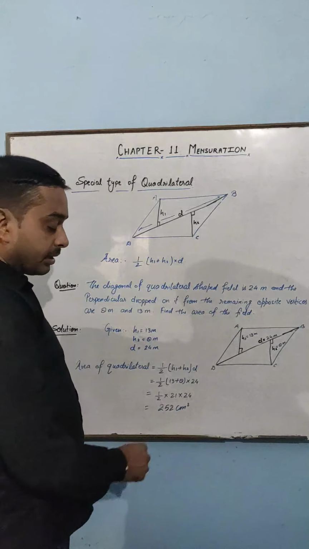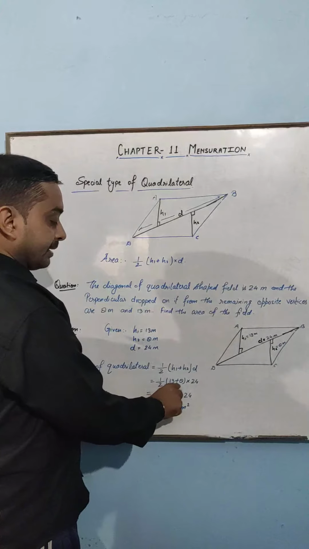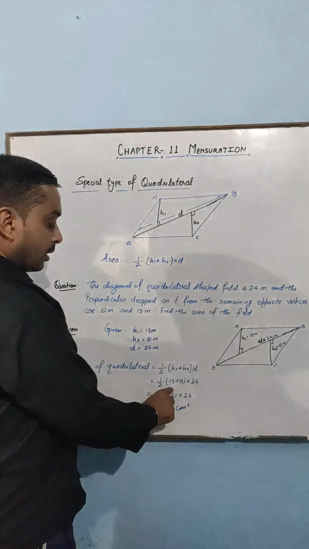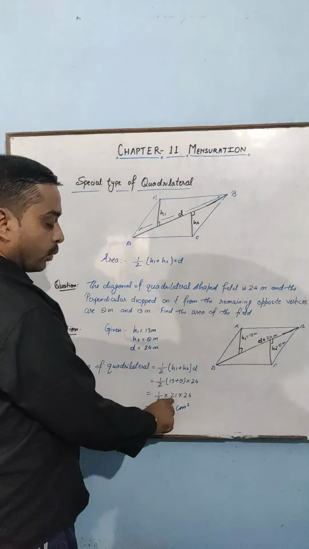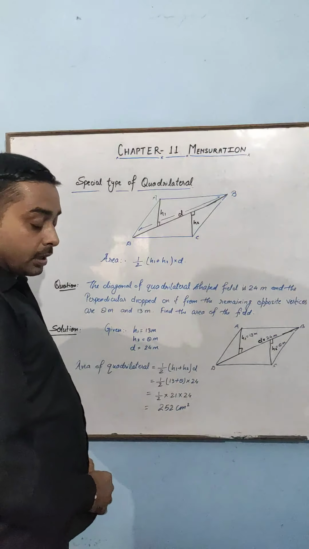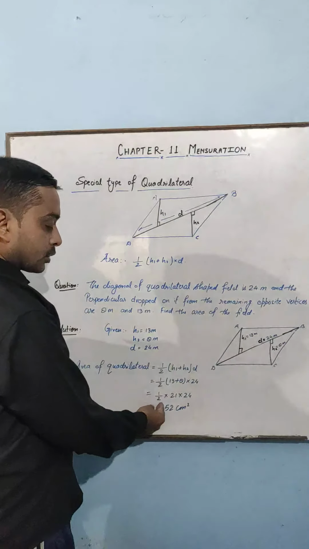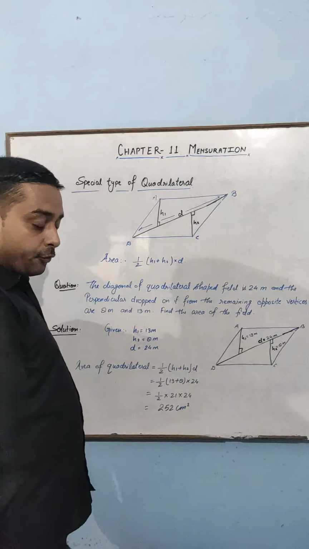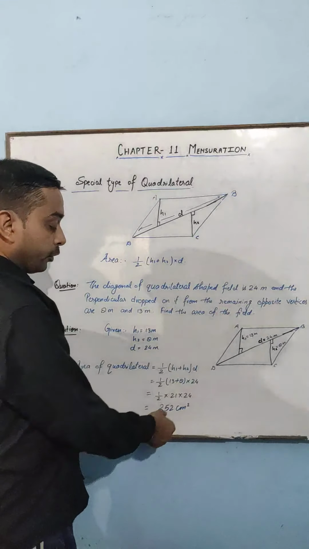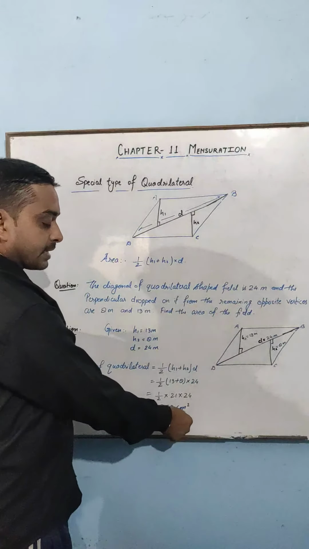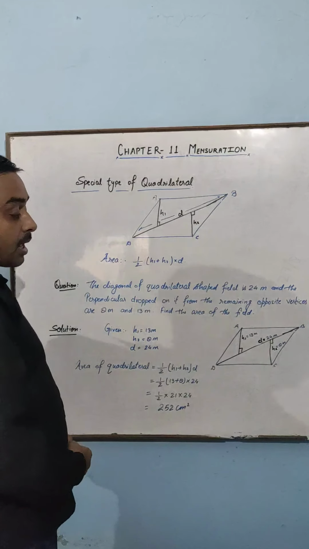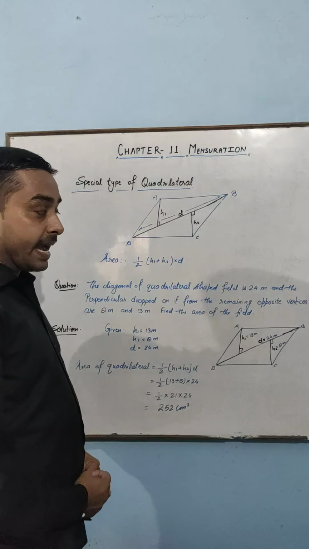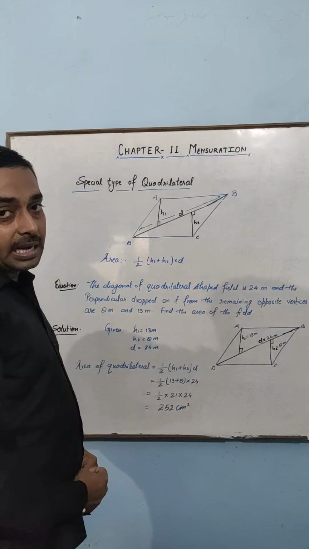Now add 13 plus 8, that is 21, and multiply by 24. Now we can cancel: 2 ones are 2, and 2 twelves are 24. So the product of 12 and 21 is 252 square meters. That is the area of the quadrilateral whose diagonal and heights are given.